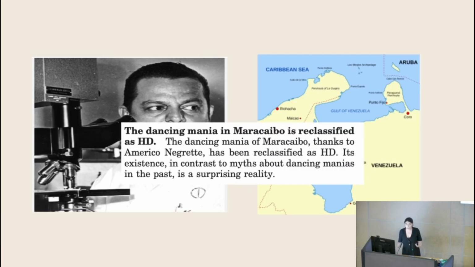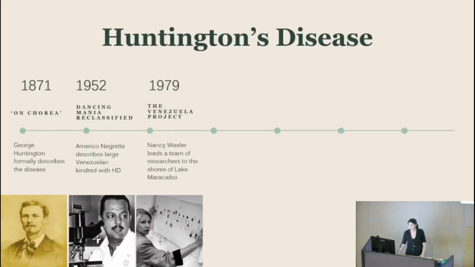But Negrete's work was initially met with a lot of resistance from, of course, the Venezuelan government, but also from the local scientific community. His work went on to reclassify the dancing mania as Huntington's disease, and it put Lake Maracaibo on the map as the region in the world containing the world's largest population of people living with Huntington's disease. And his work would go on to form the foundation of the Venezuela Project.